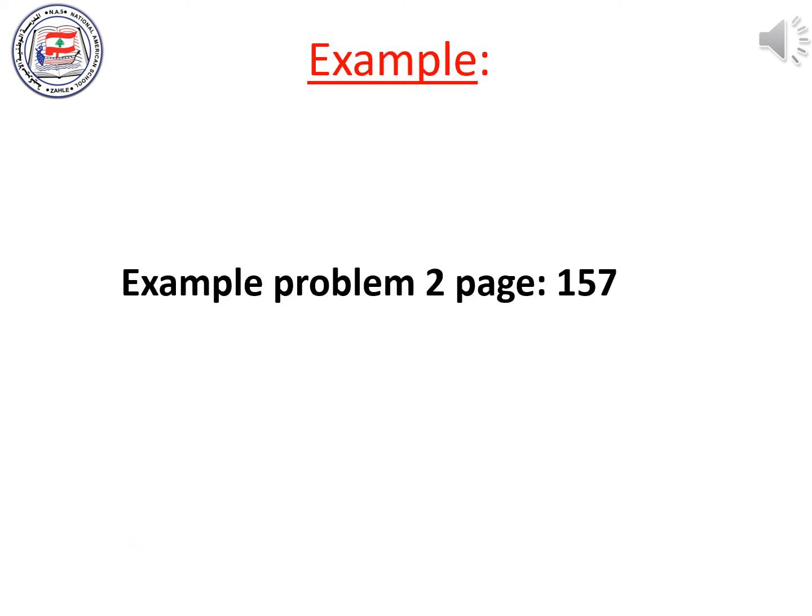As an example, we will solve example problem 2, page 157. So please open your books and follow up with me. Example problem 2. A ball is launched at 4.5 meters per second at 66 degrees above the horizontal. It starts and lands at the same distance from the ground. What are the maximum height above its launch level and the flight time of the ball? So they need us to find ymax and t.